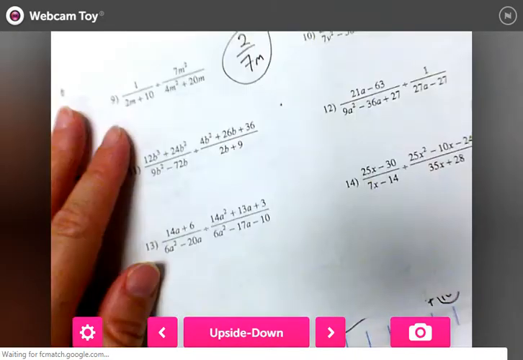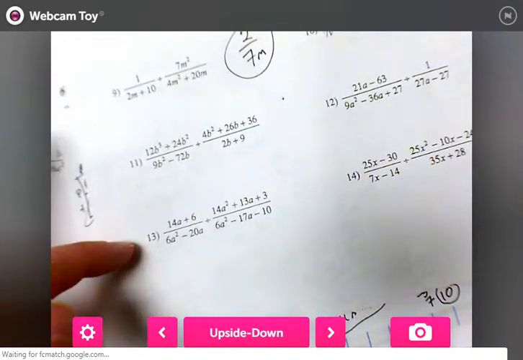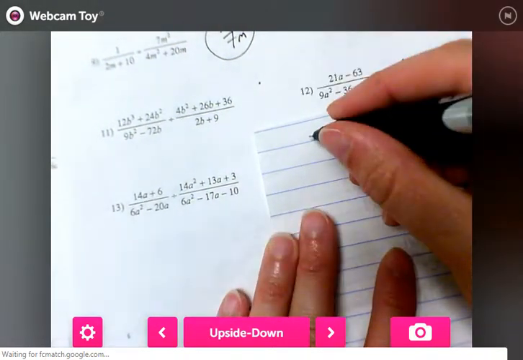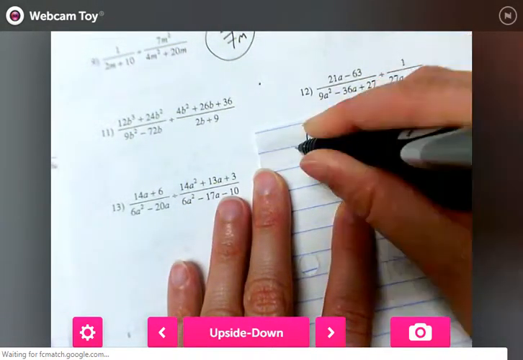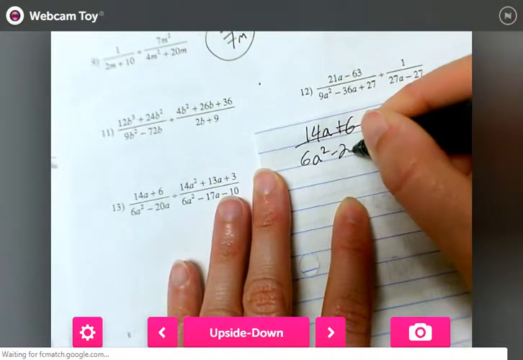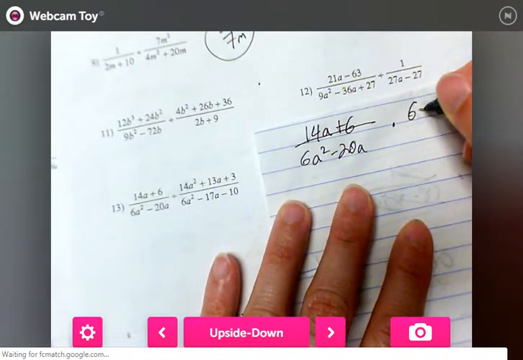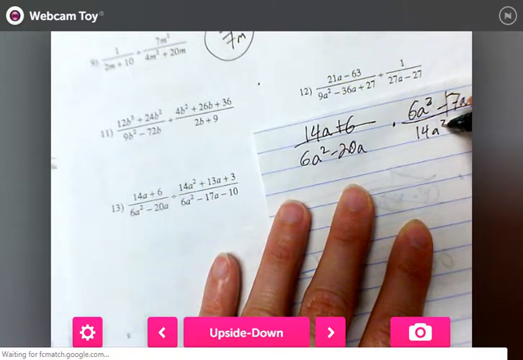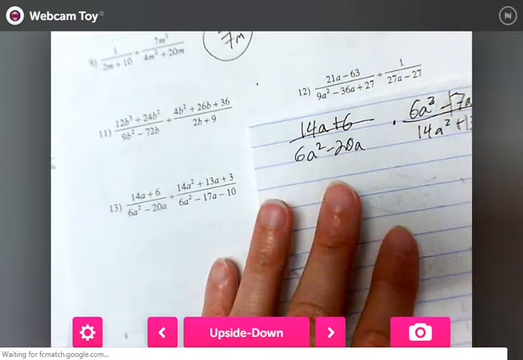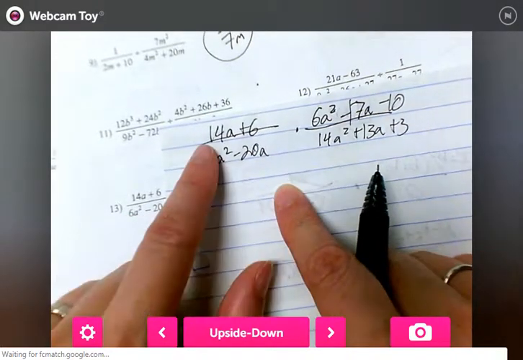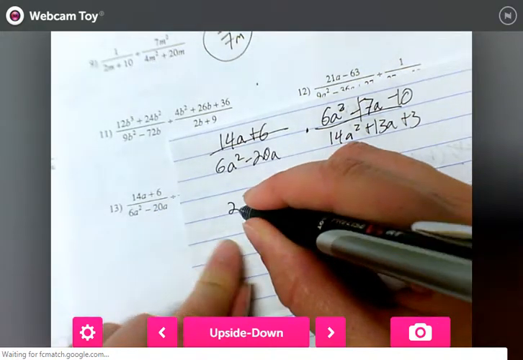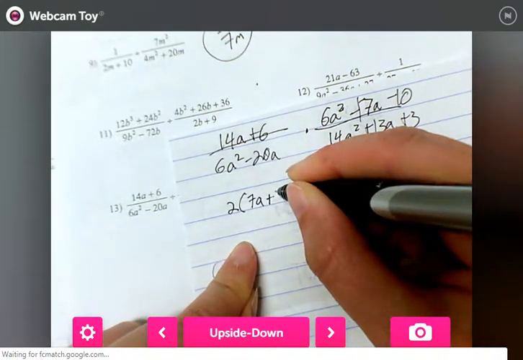Do you guys want to do 11 or 13? 13? Okay, let's do 13. First thing I'm going to do is rewrite it, but I'm going to flip that second one. So I have 6a squared minus 17a minus 10 on top, and 14a squared plus 13a plus 3 on the bottom. Okay? First thing I'm going to do is look at the top, 14 and 6. I know I can take a 2 out of there. So I get 2 times 7a plus 3.